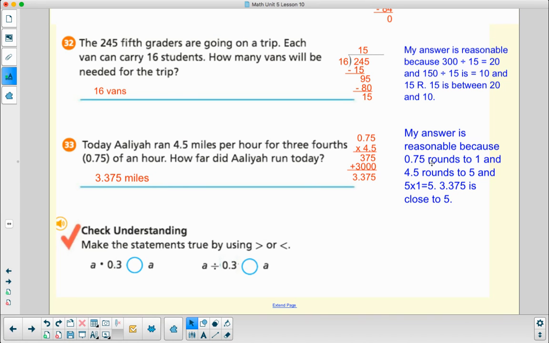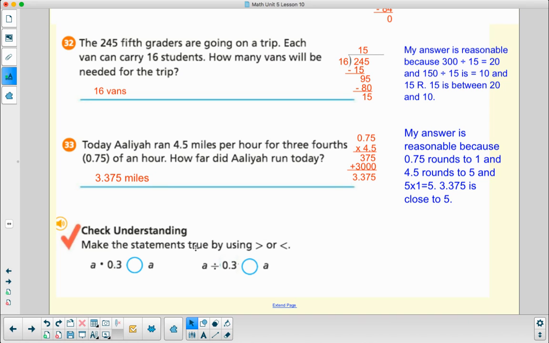And then when I thought about it, 75 hundredths rounds to 1. And 4 5/10 rounds to 5. 5 multiplied by 1 is 5. And 3 375 hundredths is close to 5. So that's how I checked that for reasonableness.